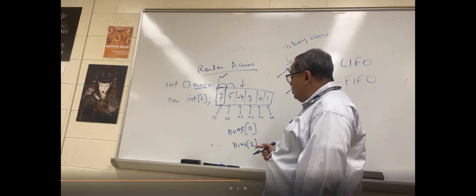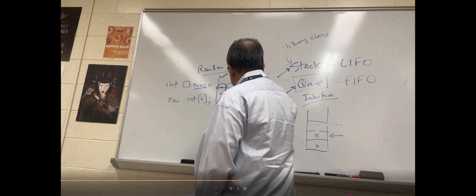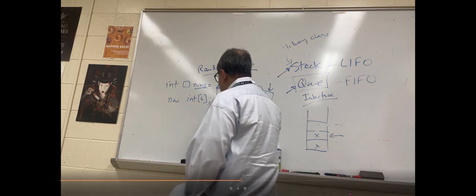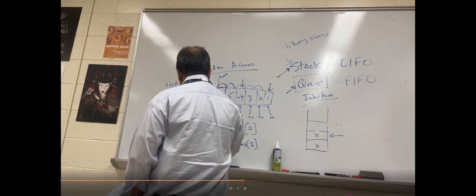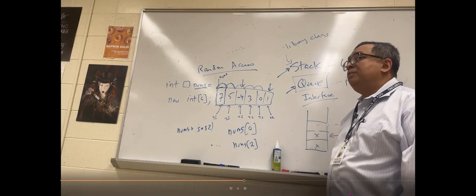So it knows, if I want to access this last location, it needs to add this and this and this and this and this. So 1, 2, 3, 4, 5. So it needs to do this calculation: nums plus 5 times 32. Like that. I'll take your questions in a few minutes.